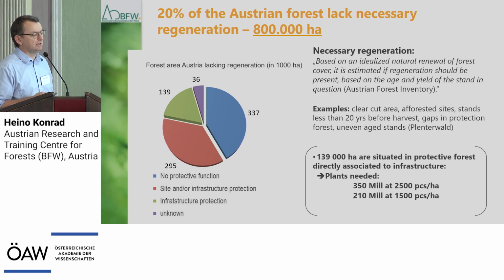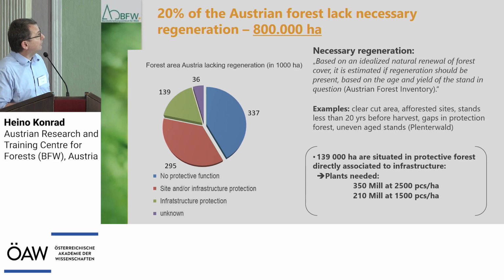Necessary regeneration is the idealized natural renewal of forest, and is estimated if the regeneration should be present on the site based on the age and the yield of the stand in question. So what does it mean? So this would be clear-cut area, forested sites, stands which have less than 20 years to the end harvest, gaps in protection forest, and of course the uneven age stands. So that means 20% of the forest are without regeneration, but though they should have regeneration.